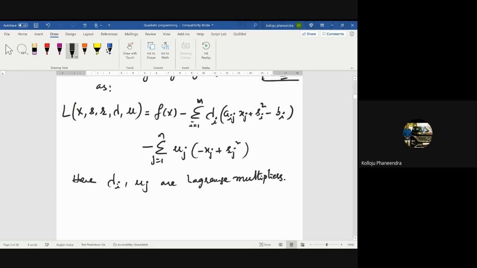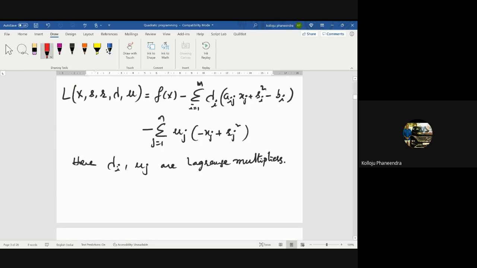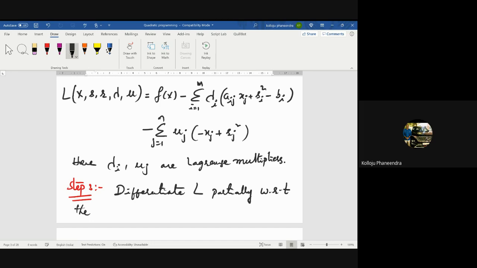Okay, right? Now, what are the necessary conditions? Step 3. The procedure is the same, but we are applying it to the quadratic programming problem and we have to simplify those conditions. Now, differentiate Lagrange's function partially with respect to the components, with respect to the unknowns. What are the unknowns? X, S is unknown, R is unknown, lambda is unknown, mu is unknown.